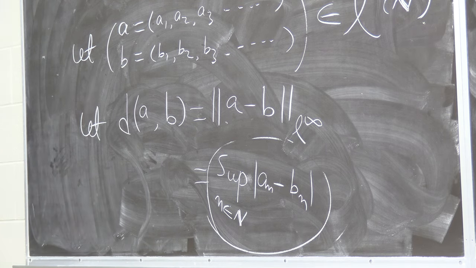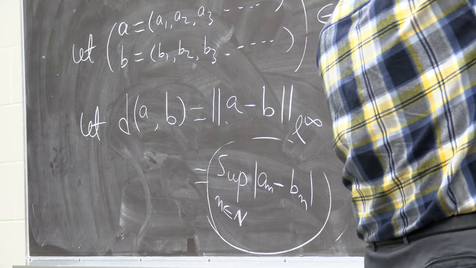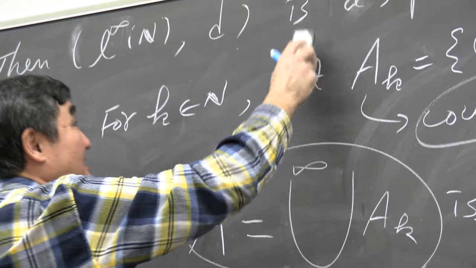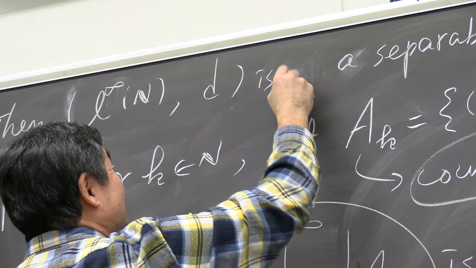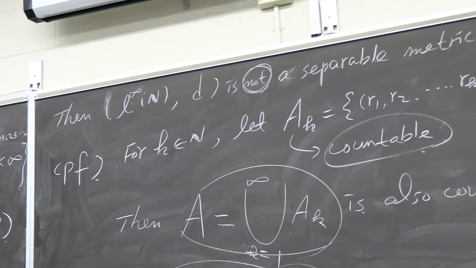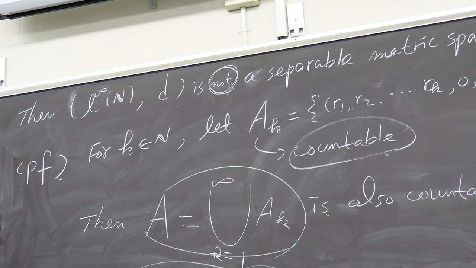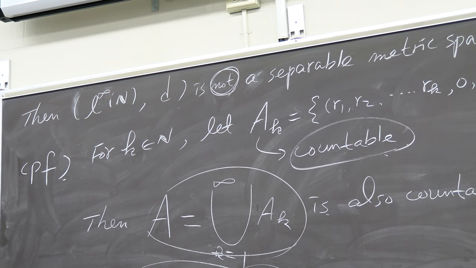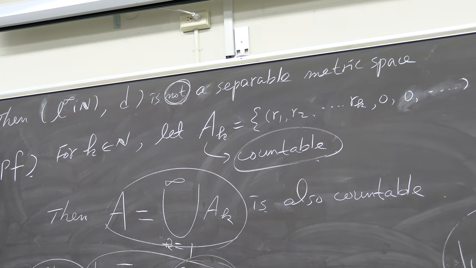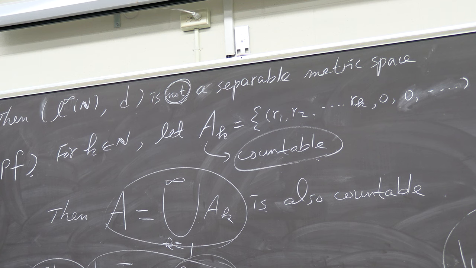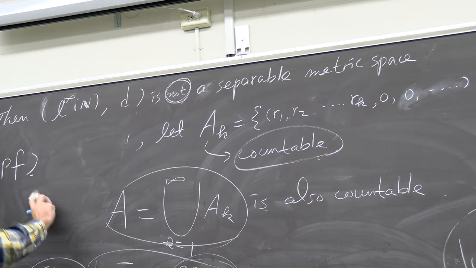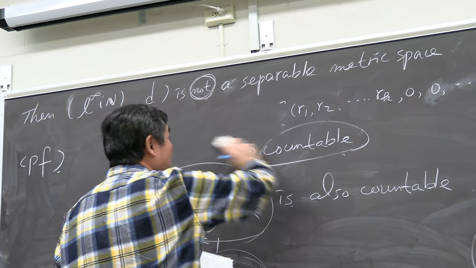Then what do you want to claim? That the L infinity set with the metric d we have just defined is not a separable metric space, unfortunately. That's what you want to claim. Do you have any idea how to claim that this is a non-separable metric space then?